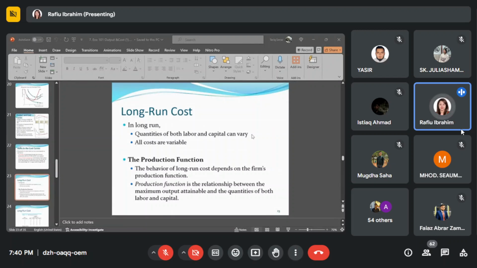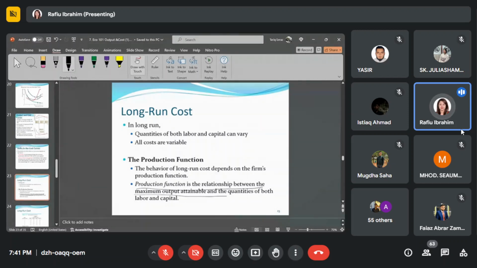But in the long run, in order to increase production, a farm, a producer, a seller has a lot of options. It can increase the number of laborers. It can increase its machines, tools, capital. It can also increase its production place, or we call it land, right? So, in the long run, all the factors of production are variable. And the long run production function is the relationship between the maximum output attainable and the quantities of both labor and capital. So basically, a farm will operate at its full capacity and change its quantities of labor and capital according to their maximum attainable output.